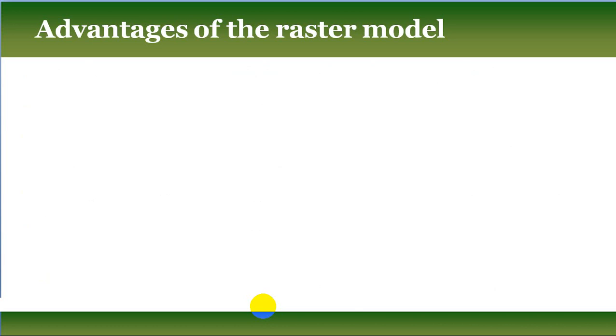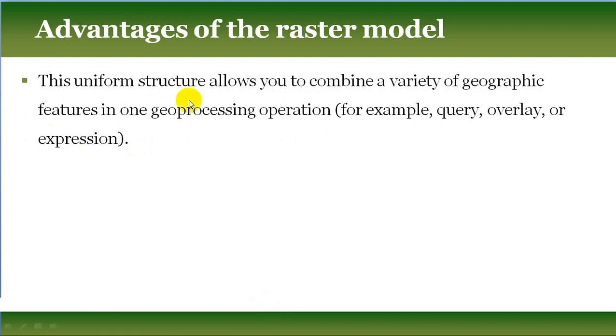A few more are there. This uniform structure allows you to combine a variety of geographic features in one geoprocessing operation. Suppose you want to perform a raster query, or a raster overlay, with multiple rasters overlaid one upon another, or you want to develop some query expression. That will be much better to implement on raster data due to its uniform structure, the same structure grid.